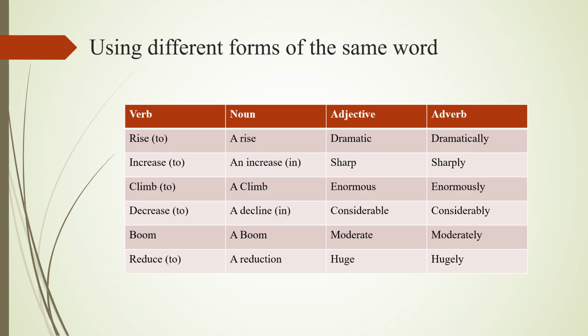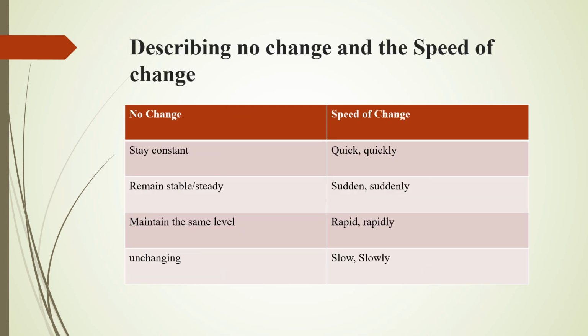And when you want to describe no change, words like stay constant, remain stable, steady, maintain the same level, unchanging can be used. To represent the speed of change, words like quick, quickly, sudden, suddenly, rapid, rapidly, slow, slowly can be used.